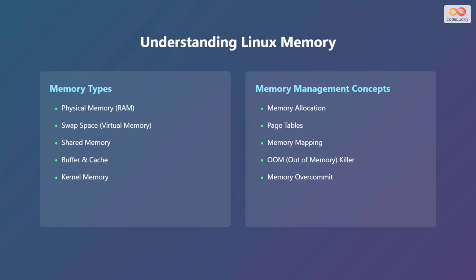When the system runs out of available memory, the OOM or out of memory killer steps in to terminate processes. Finally, memory overcommit is a technique where the kernel allows processes to allocate more memory than is physically available, relying on the assumption that they won't use it all.